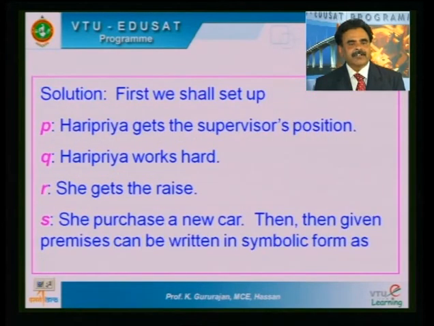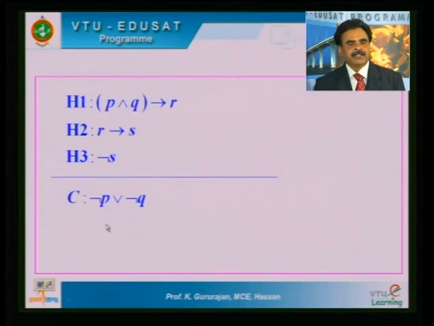To understand more, let us try to follow the following simple propositions. P means Haripriya gets the supervisor position. Q means Haripriya works hard. R means she gets a rise. S means she purchases a new car. So therefore, the given premises can now be written symbolically, very much similar to the previous problem. We can verify here: first, P and Q implies R; R implies S; then the third premise, negation S. Therefore, the conclusion is negation P or negation Q. Understood? How you have written the premises in the symbolic form, including the conclusion.